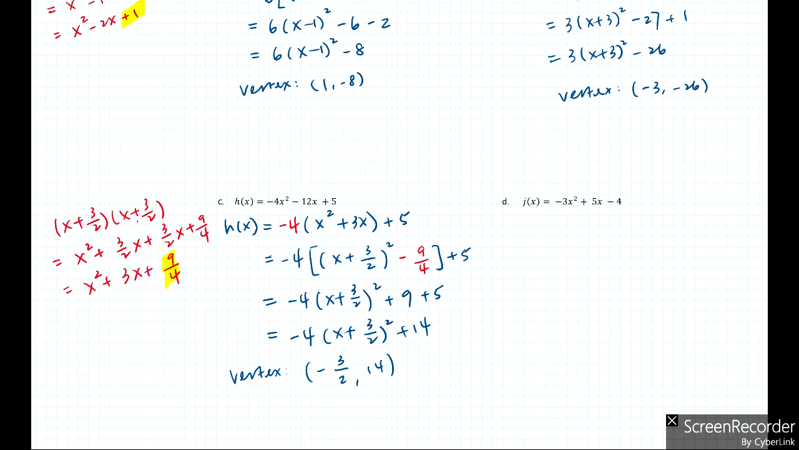Lastly, for part D, we want to look at this leading coefficient of negative 3. And again, you can see the number gets a little messier this time because negative 3 is not a factor of 5. So if I factor out negative 3 here, I would have x squared minus 5 over 3 x. Because I'm essentially just thinking about negative 3 times what would give us positive 5x, and negative 3 times negative 5/3 x will give us that. And then don't forget the minus 4 at the end.